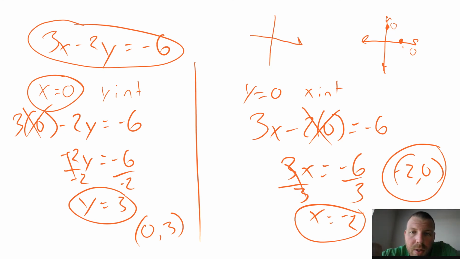So if I just make a little makeshift graph here where negative 2, 0 and 0, 3 are located, and I'll just go ahead and use a different color here. 0, 3 is right there, and negative 2, 0 is right there. Well, here's my line that connects those 2 points. And so we not only find the intercepts, but we can graph the line that goes with them too.